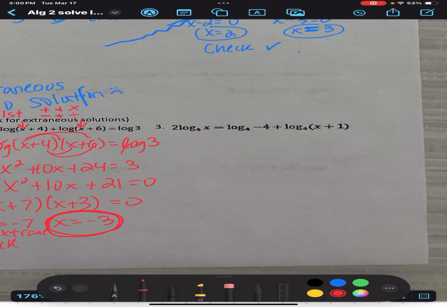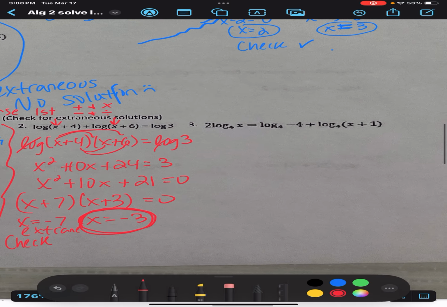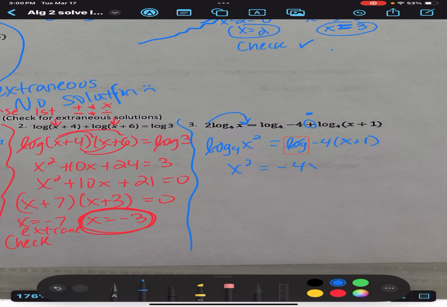For this one, try and keep it so you can still see the little one. Again, we want to condense first. And look, this time I have something to do over here. And then what goes with plus? Oh, that's a multiplication. So this is going to condense into log 4x squared equals log negative 4 times x plus 1. Can cancel out the logs, and I get x squared equals negative 4x minus 4.